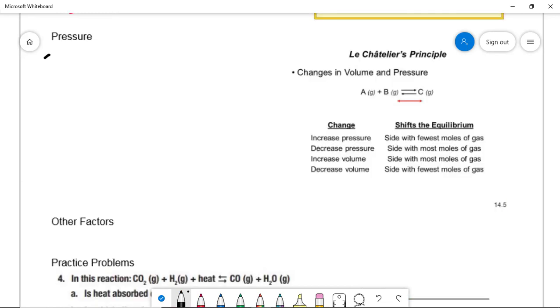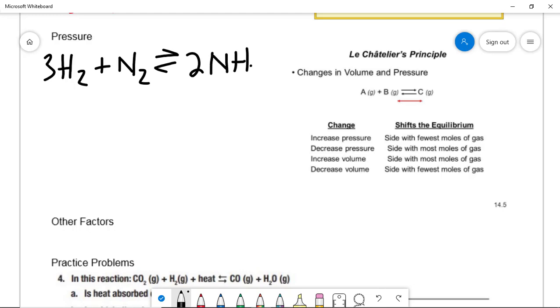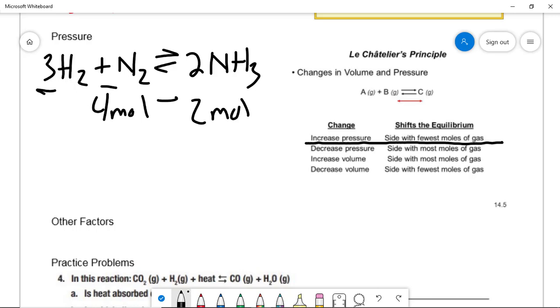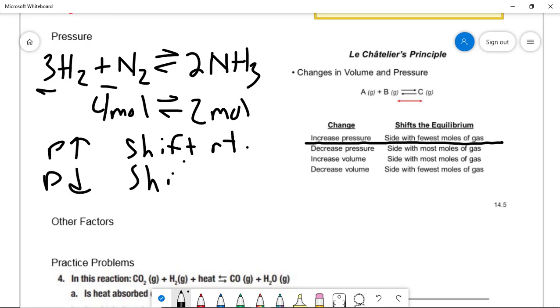Let's look at pressure. Okay? And again, I'm going to write the same equation I did before. So when we change pressure, that's going to depend on the moles of gas on each side. If we increase pressure, the side with the fewest moles of gas is where we shift equilibrium. Well, here on the left-hand side, I have 3 and 1. That's 4 moles. On this side, I have 2 moles. Remember, this is gas only. Okay? So if the pressure goes up, we're going to shift to the right. If pressure goes down, I shift to the left.